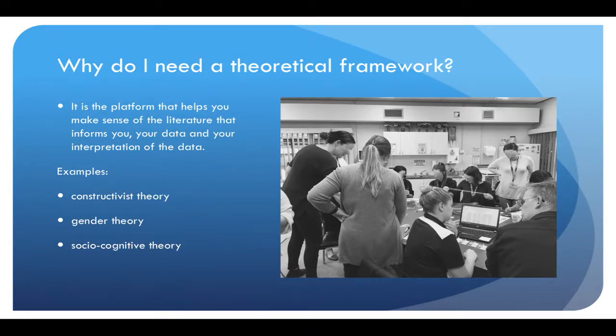So we're going to look at this from a constructivist, like socio-cultural perspective. Vygotsky, for example. We're going to look at it from a gender theoretical perspective, and it's not going to be a fantastic example, but it's just there to illustrate a point. And also from a socio-cognitive theoretical perspective.